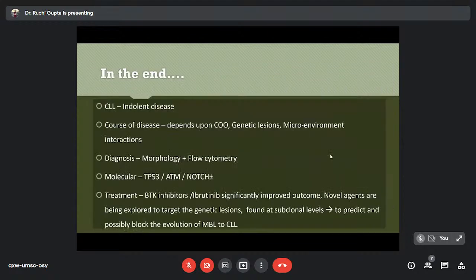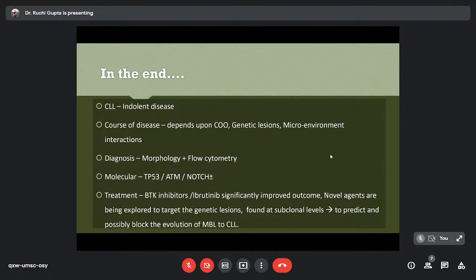So coming to the end, I have been speaking for an hour. I really hope you now have a better understanding of CLL. And there are some very beautiful articles on CLL which I would recommend that you definitely go ahead and study. So CLL, as we discussed, is otherwise an indolent disease, though it will never die off on its own or something like that.